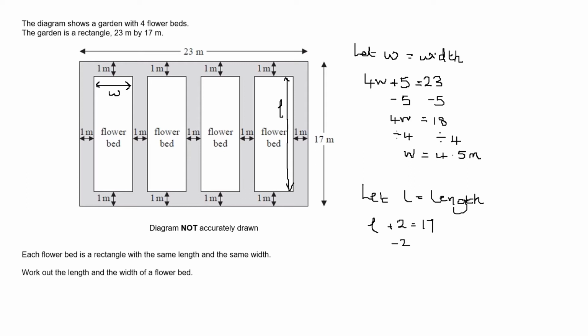Subtract 2 from both sides. L is equal to 15 metres. So the width of one flower bed is 4.5 metres, and the length of one flower bed is 15 metres.